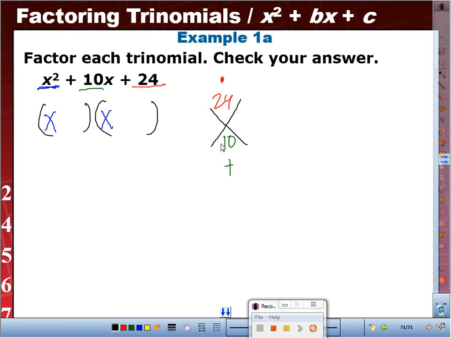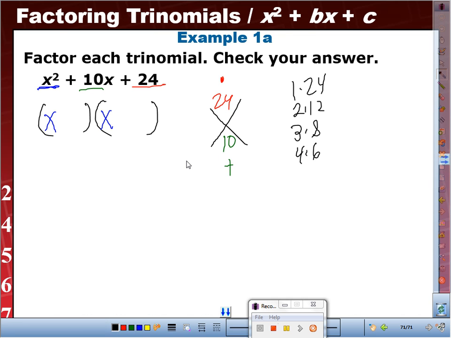No, it always goes on the bottom. Always goes on the bottom. So factors of 24: 1 times 24, 2 times 12, 3 times 8, 4 times 6, and we're done, right? So which one of those pairs adds up to 10?